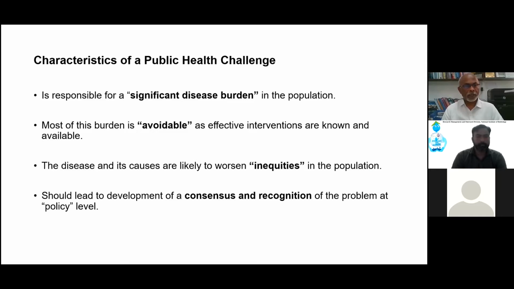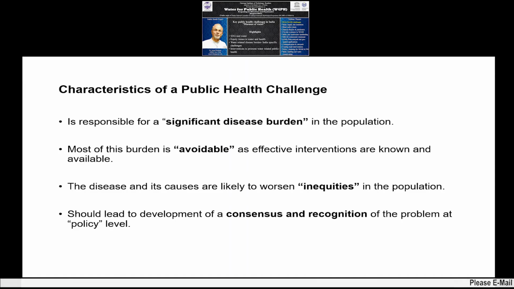First of all, let's try to understand what a public health challenge is. Any disease or group of diseases can be considered a public health challenge if they pose a significant disease burden, and we will discuss this disease burden subsequently. So, if they cause a major amount of mortality and morbidity. Number two, they are generally avoidable, so there are some interventions which are possible against these diseases. And they also result in inequities, both in the sense that the disease itself causes inequities, or the disease occurs more in a certain group of people and less in another group of people.